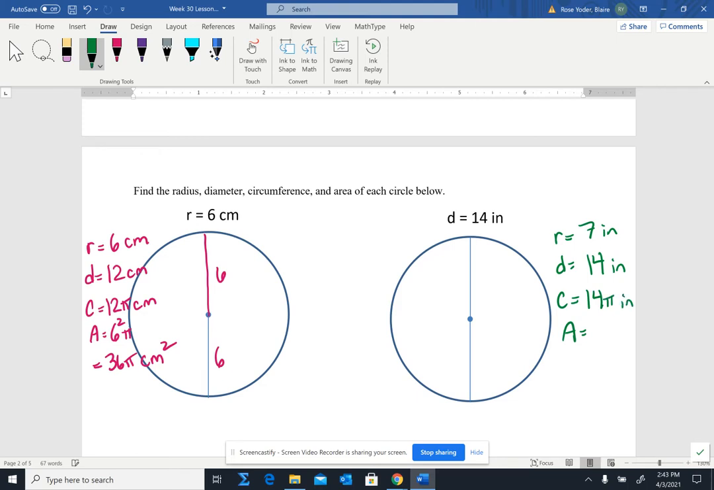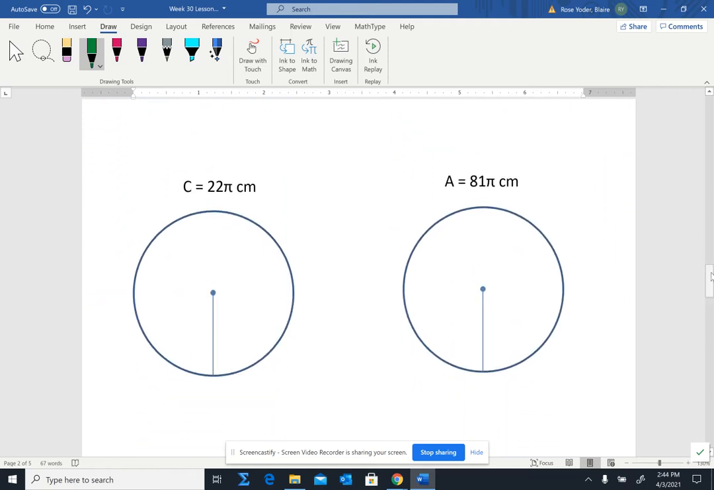And then what's the area? Well, we have to do 7 squared pi. So 49 pi square inches. Let's try a couple more. Hopefully you're starting to get into the swing of things and you see how it works. So what should you write down?